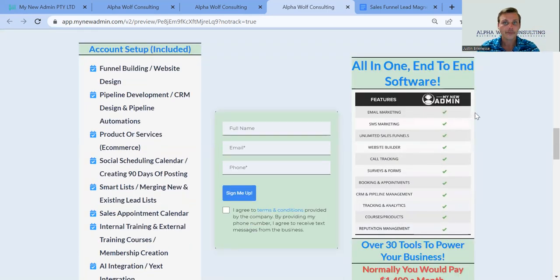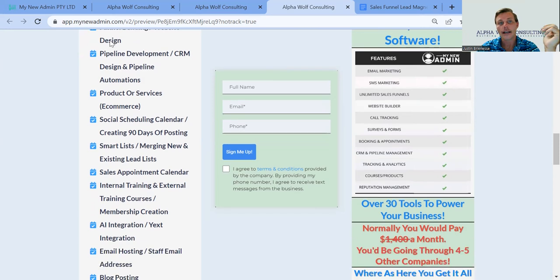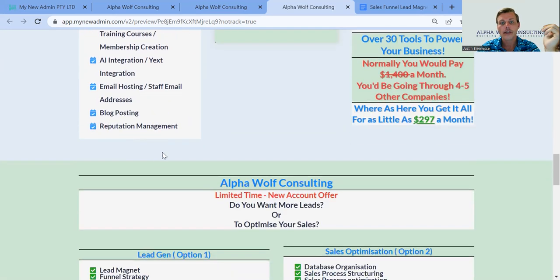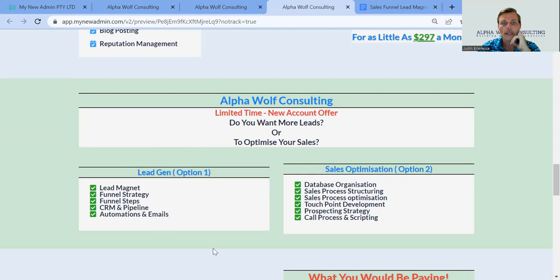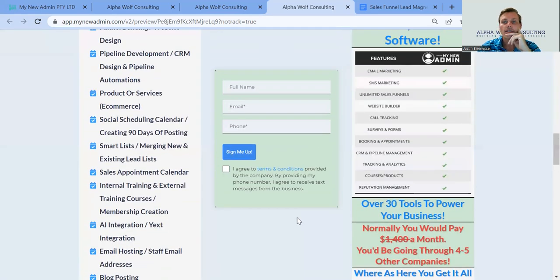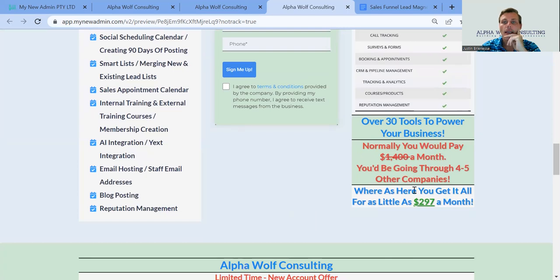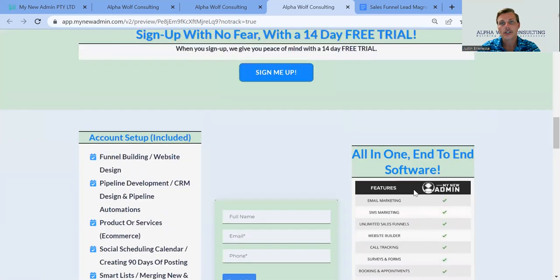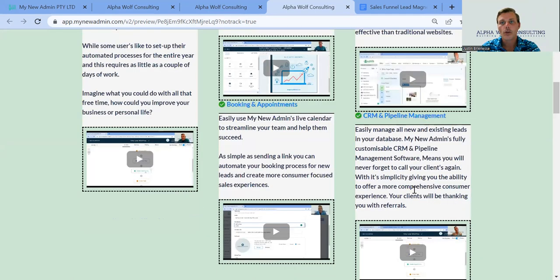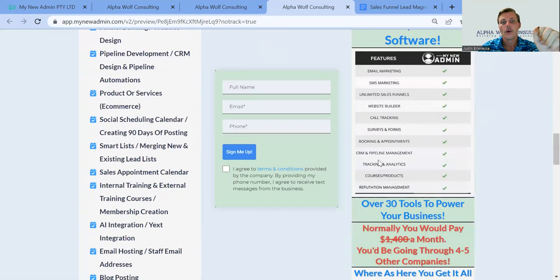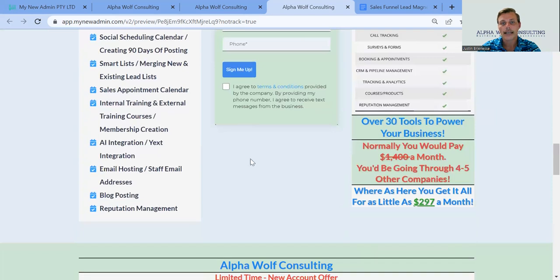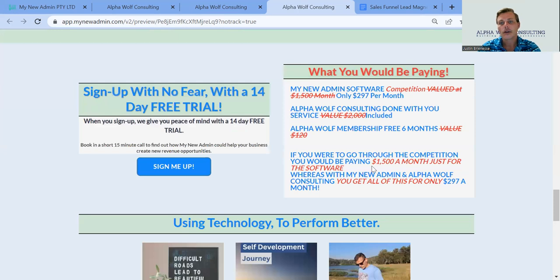With my offer, for example, you get full account setup. That's included. And then you get a choice. Would you like more leads in your business, or would you like more sales in your business? And what we've done is we've optimized it to where it's clear and concise in terms of price. We know what the software does. We understand what the offer entails, and we've got a lot of information around what we would be paying and what we are paying.